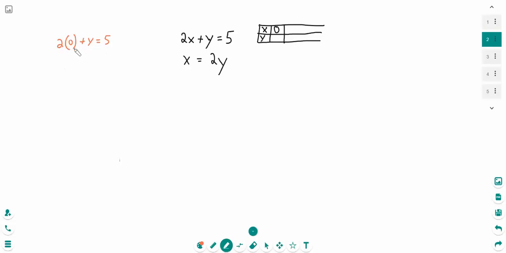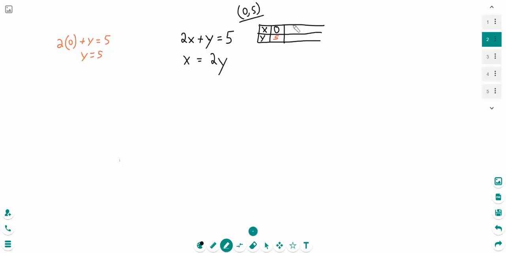2 times 0 is 0. So 0 plus y is simply y. y is going to equal 5. So one solution to this equation is going to be 0, 5. Remember, our solutions are in the form of an ordered pair because we have two unknowns. So we have a number for the x and a number for the y. That is one solution for this linear equation.